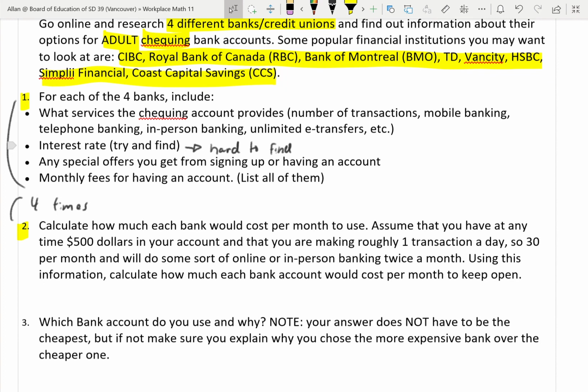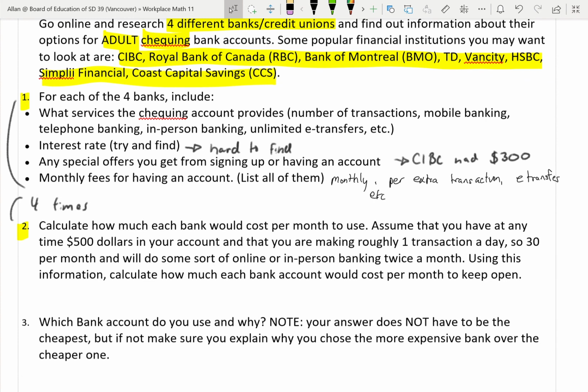Next up, any special offers you might get from signing up or having an account. For example, I showed you that the CIBC had that $300 offer going on right now. Oftentimes there's some sort of promotion, so write that down. And finally, list all the fees for owning an account. That is monthly, but also per extra transaction, e-transfer, etc.